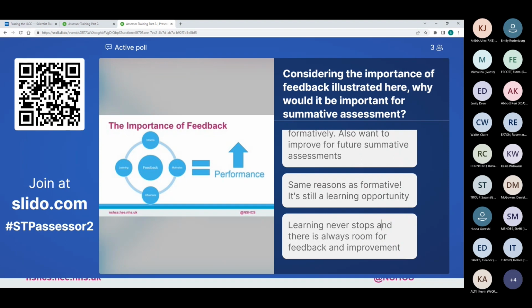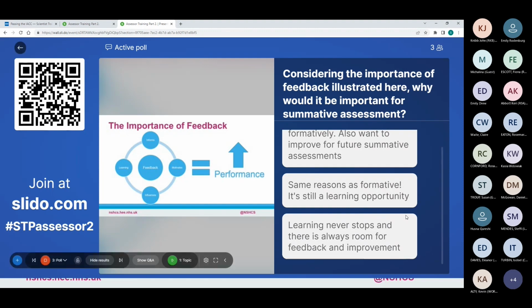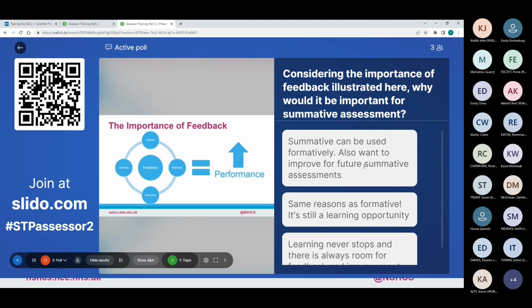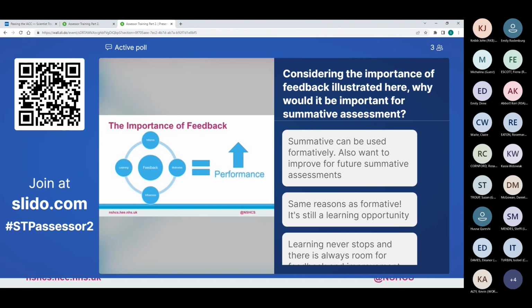So we think of lifelong learning, there's always room for feedback and improvement, and also to take that forward. Even if you can't change the outcome of that summative assessment, you can take the learning from that forward to other situations and other opportunities. And summative can be used formatively, yeah. Also want to improve for future summative assessments, exactly, yeah.